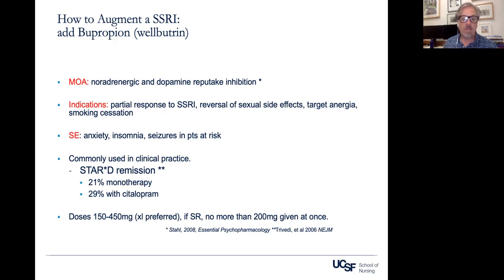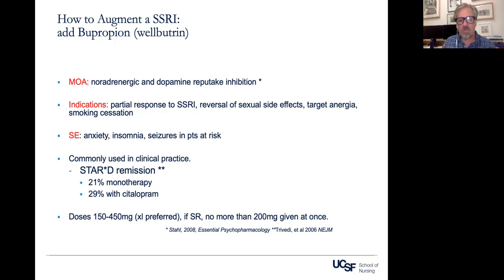The remission rates in STAR-D were not bad. About a fifth of people got better with monotherapy, and about 30% of people got better when you added this to citalopram. So this is why we see this commonly used in clinical practice.